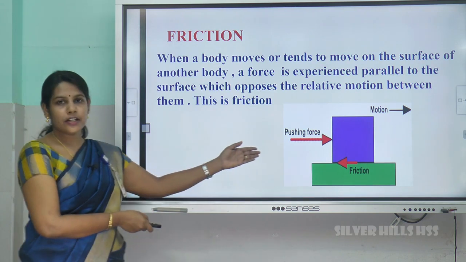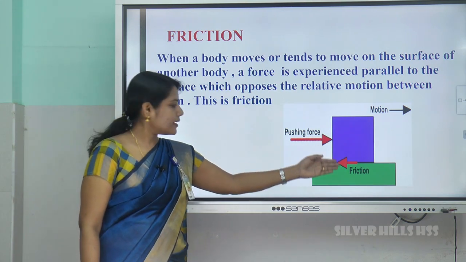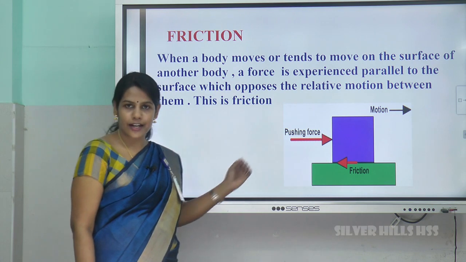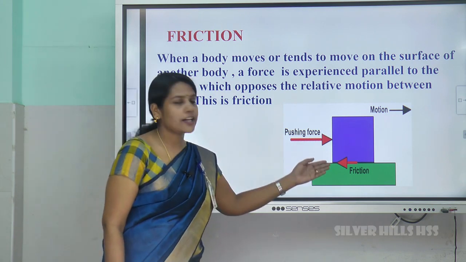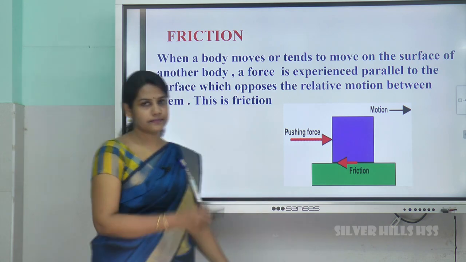So see this picture, you can see that a force is applied in this direction, that is the frictional force is acting in the opposite direction, that is opposite to the direction of motion or opposite to the direction of applied force.